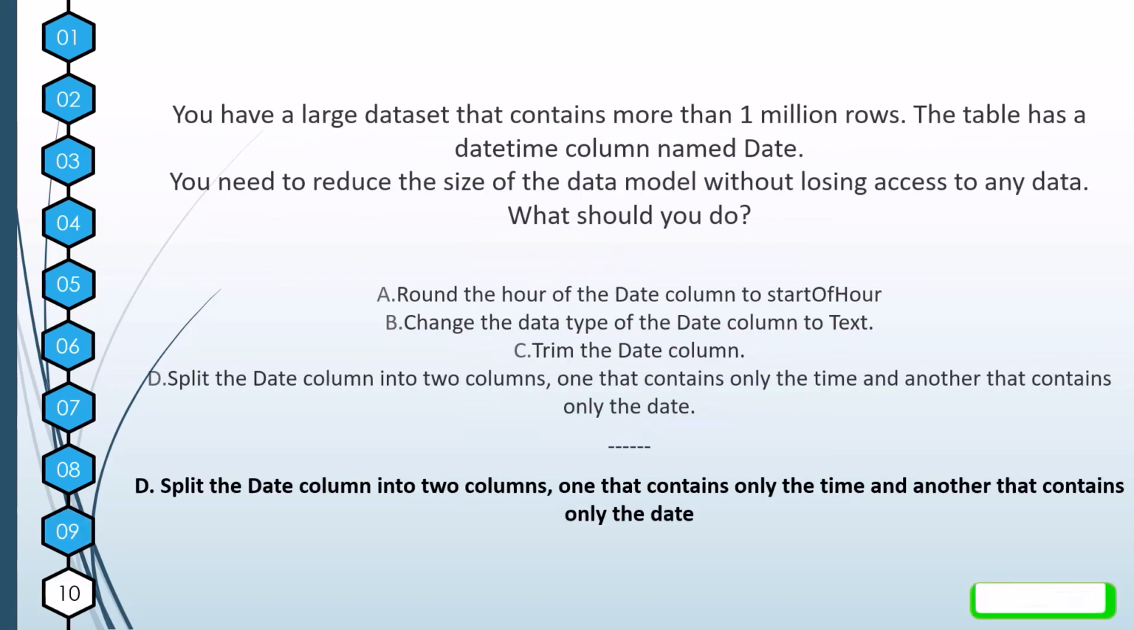You have a large dataset that contains more than 1 million rows. The table has a date-time column named date. You need to reduce the size of the data model without losing access to any data. What should you do? A. Round the hour of the date column to start of hour. B. Change the data type of the date column to text. C. Trim the date column. D. Split the date column into two columns, one that contains only the time and another that contains only the date.